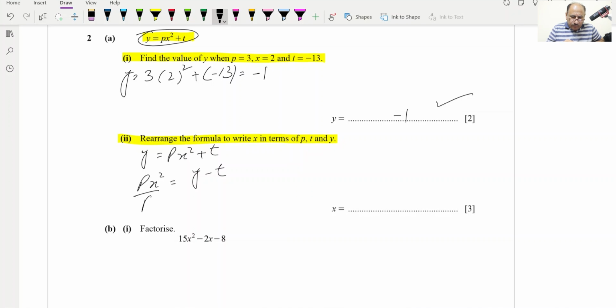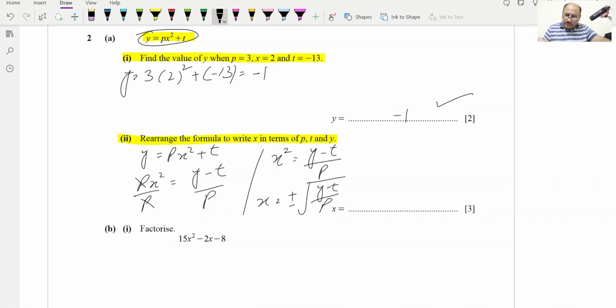Now we can divide both sides by p, and this p will be cancelled, so x squared is equal to (y minus t) over p, and x will be equal to plus minus the square root of (y minus t) over p. This will be the final answer for this question. So we can write here plus minus the square root of (y minus t) over p. This will be the final answer.